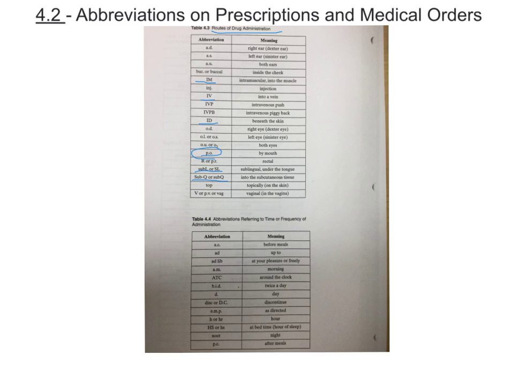So looking down here, time or frequency, this is also important because if you've ever been on medication, you have to take it at certain times. So things that you'll see quite often are before meals, BID, twice a day, that's very common, hour, or after meals. Those are the main types. You don't have to memorize these entire charts by heart, but the ones that I've highlighted, you should know just by looking at them.